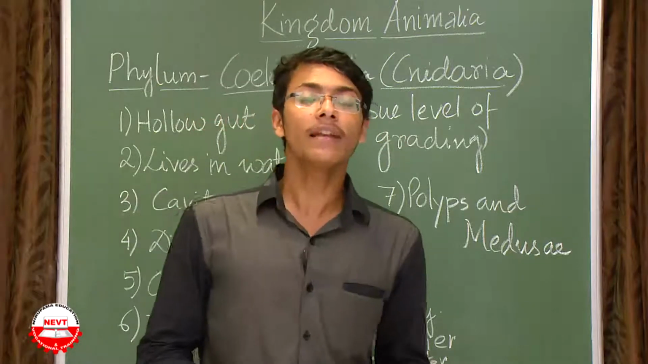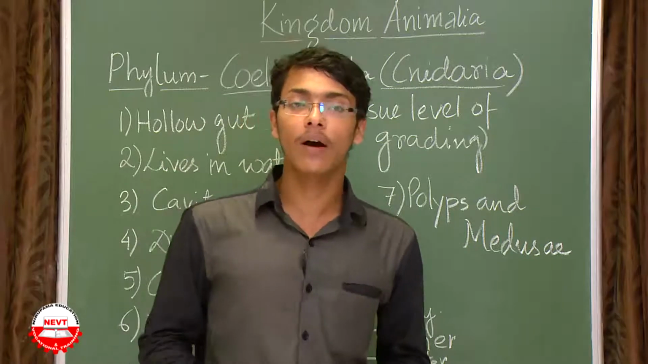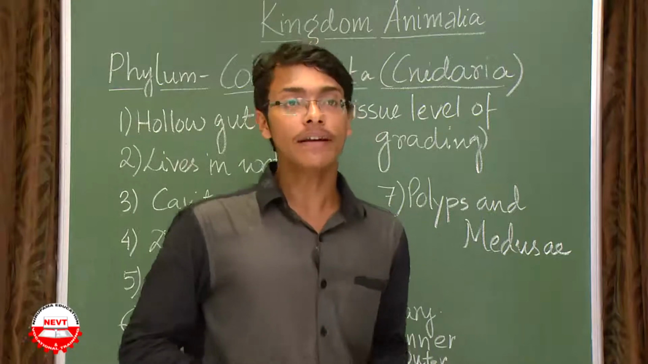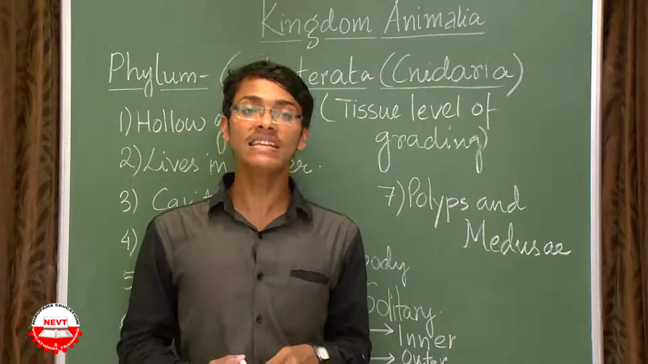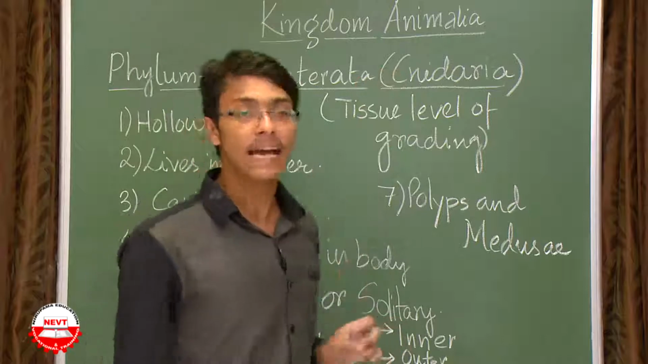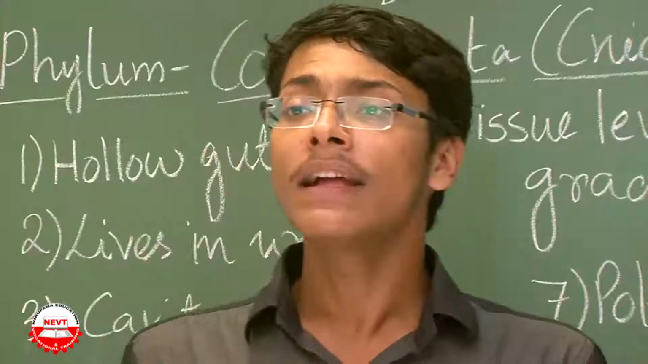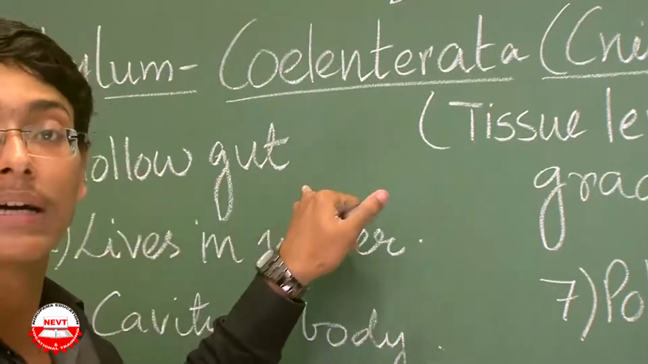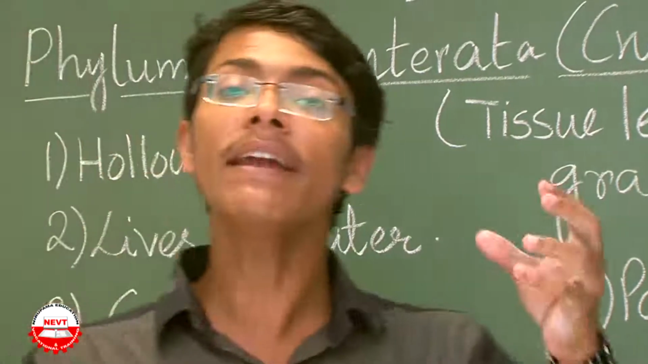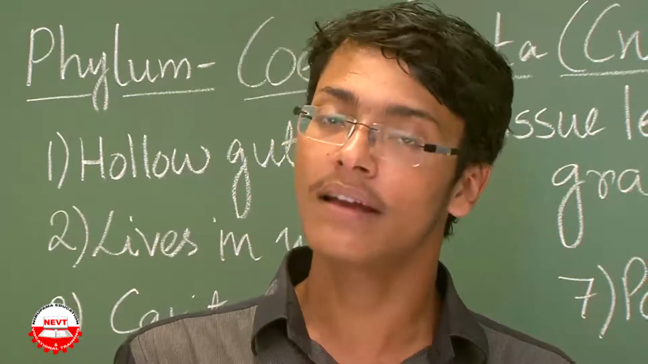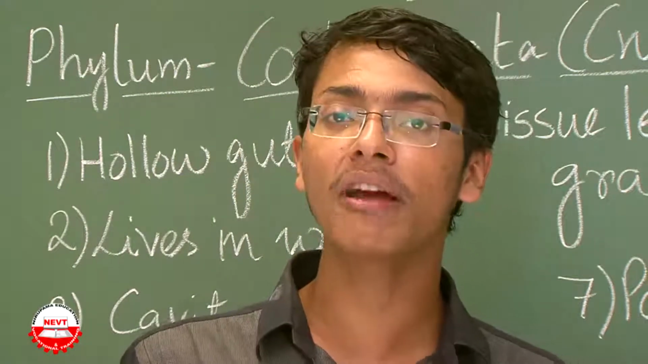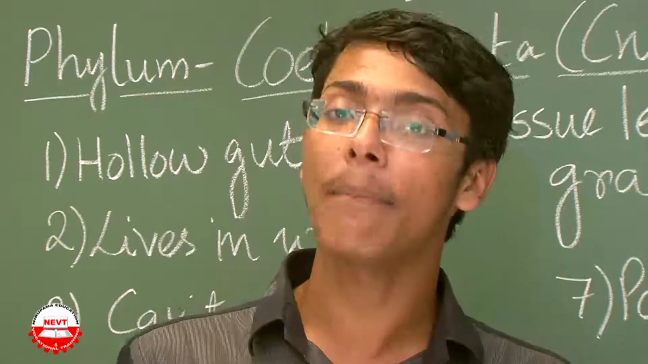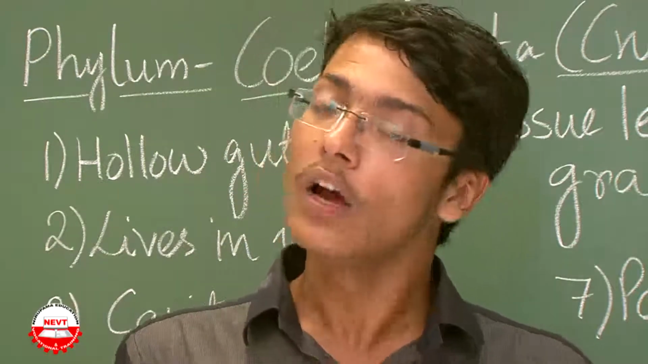So the second phylum that we are going to discuss right now is phylum Coelenterata, otherwise called phylum Cnidaria. I have written C silent, it is called Cnidaria. The word coelenterate means hollow gut. Hollow gut means the digestive system. Gut is another term for the alimentary canal and the digestive system. It is hollow, which means there is a gap, a cavity.